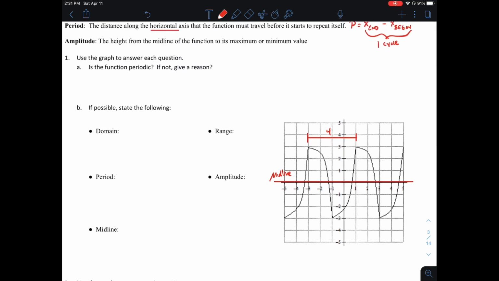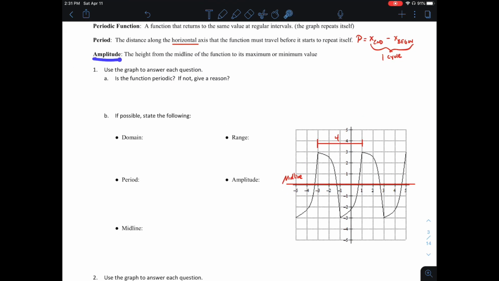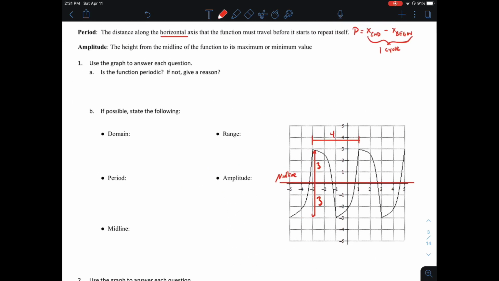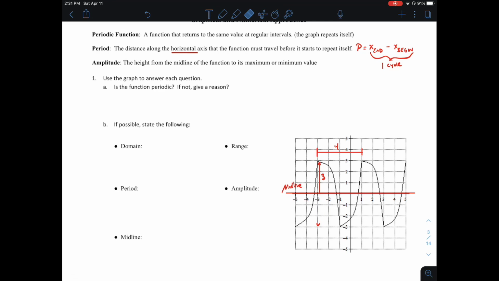I'm telling you what the midline of this is because we're defining amplitude by using the midline: the height from the midline of the function to its maximum or minimum value. So once you know where the midline is, you just go up till you get to the top, that's 3 units, or you go down till you get to the bottom, that's 3 units. The amplitude of this function would be 3. Once again, we'll do this problem formally here in a moment.